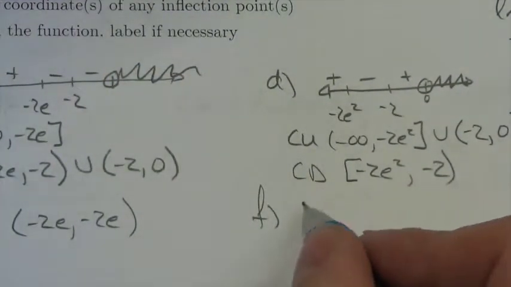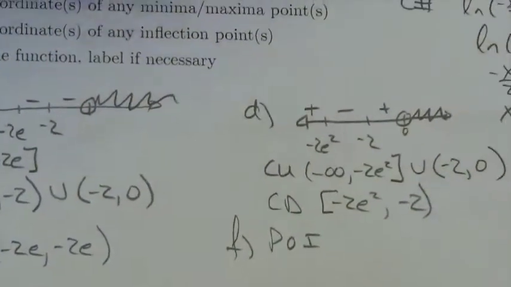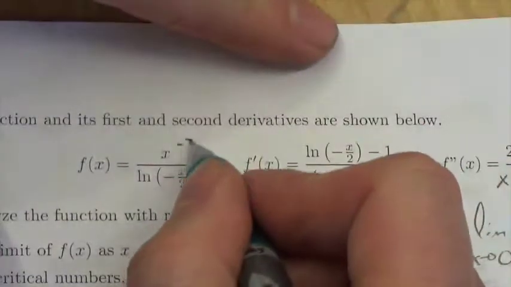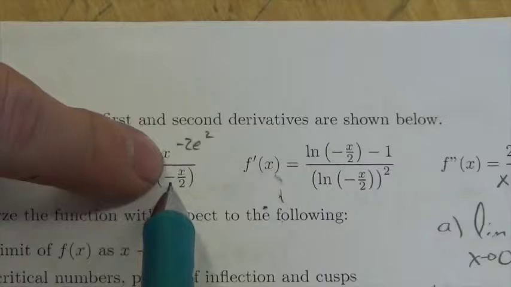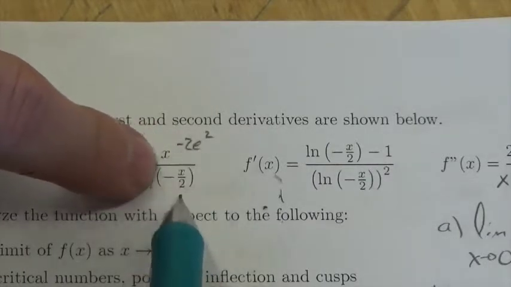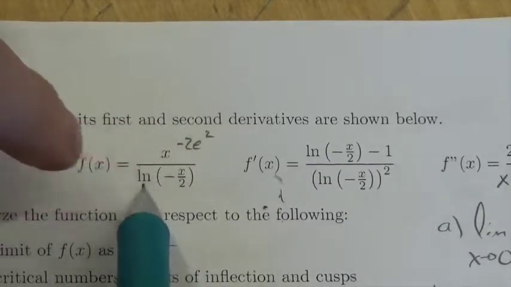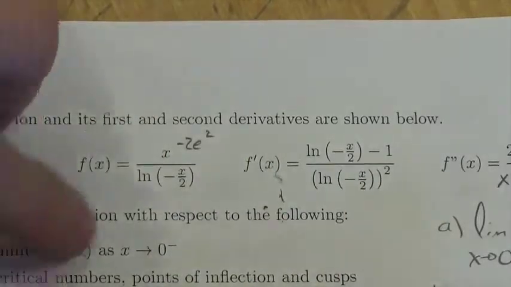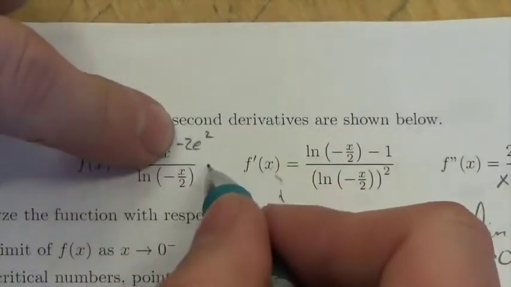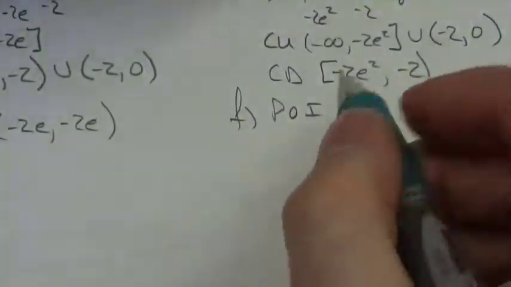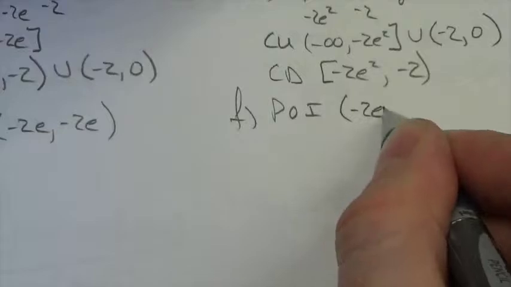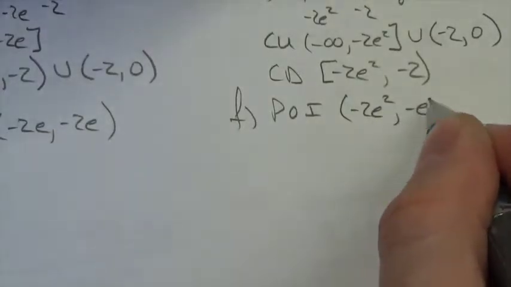Go to our point of inflection, because that's what it is, because the concavity is in fact changing at negative 2e squared. So negative 2e squared, plug that in. Negatives cancel, 2's cancel, but the natural log of e squared is going to be 2. And so those will cancel, so we're going to end up with negative e squared. So our point of inflection in exact values will be negative 2e squared, negative e squared.